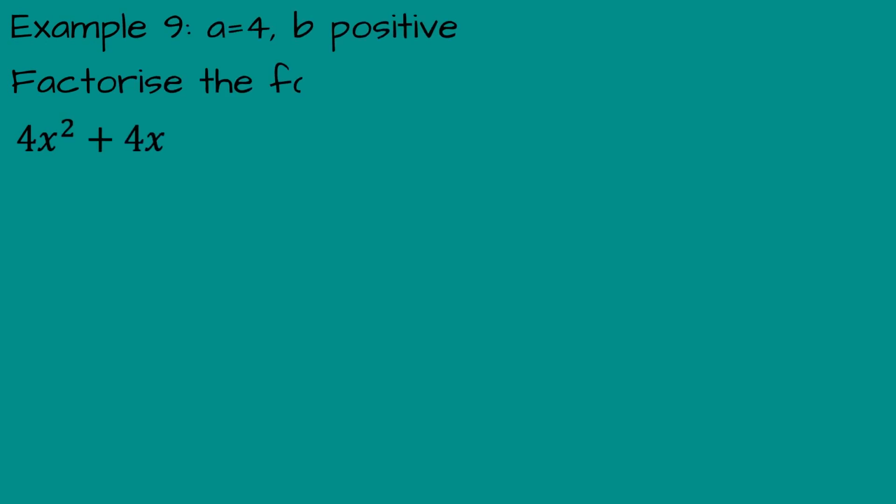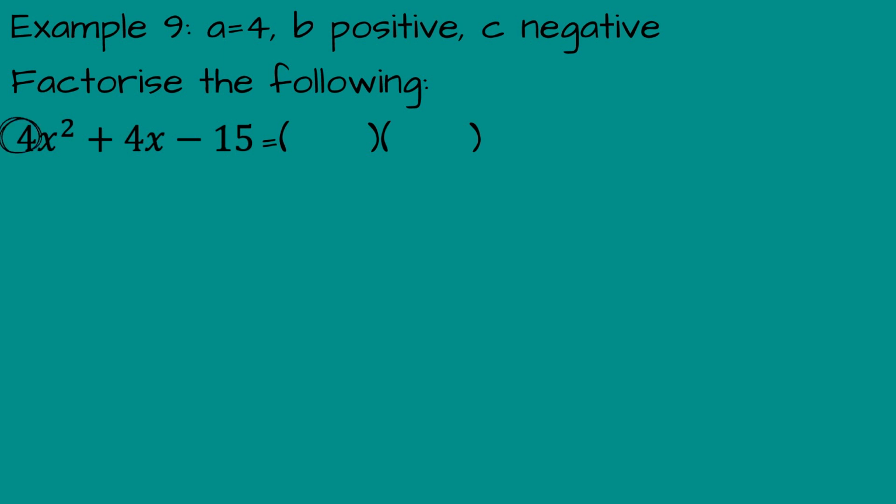The final example is the most difficult: 4x squared plus 4x minus 15. This will factorize to two brackets, but in this case, we have to use numbers that multiply to the x squared coefficient, or a, which is 4, and numbers that multiply to c, minus 15. These numbers need to multiply and add together to give us the coefficient of x, or b, in this case 4. It is not too difficult. You just have to be careful and methodical.